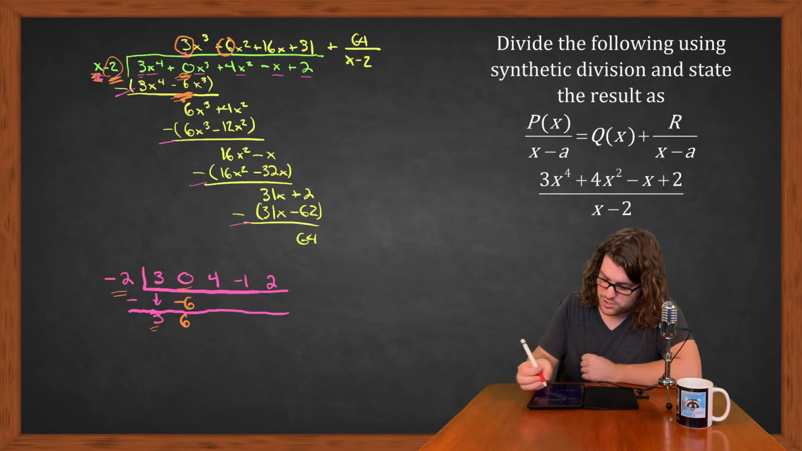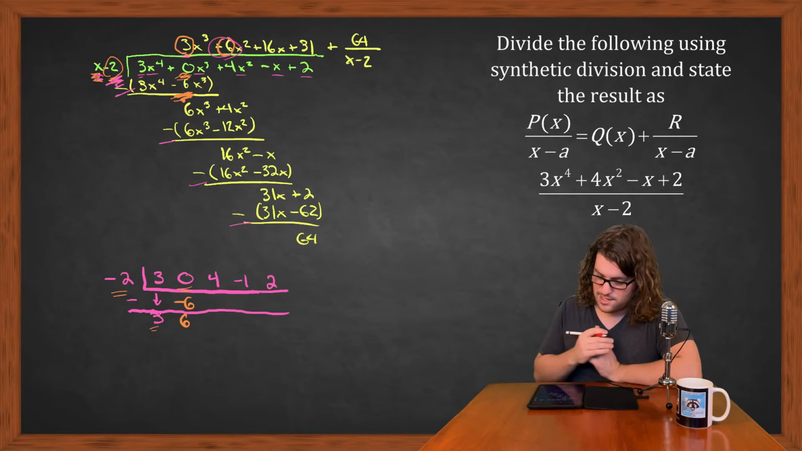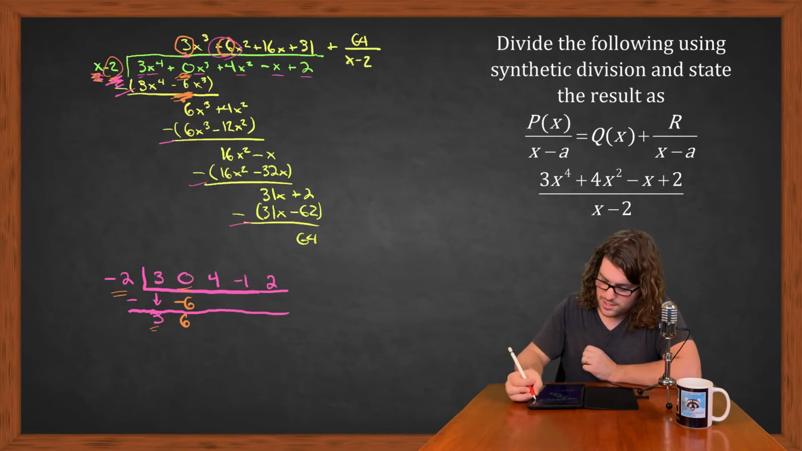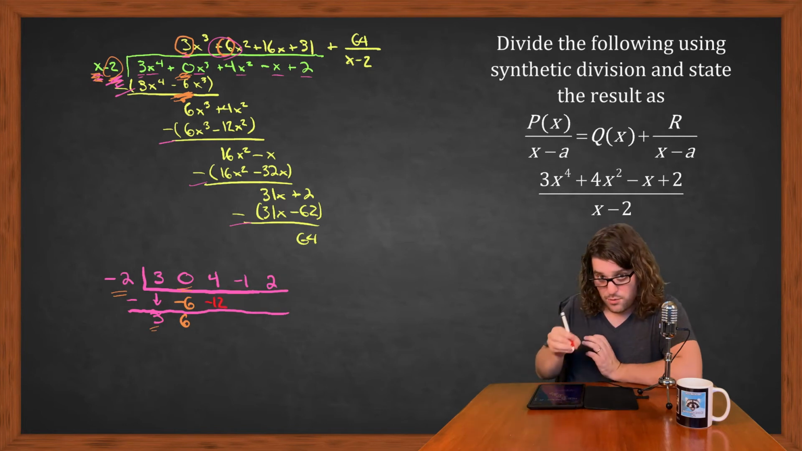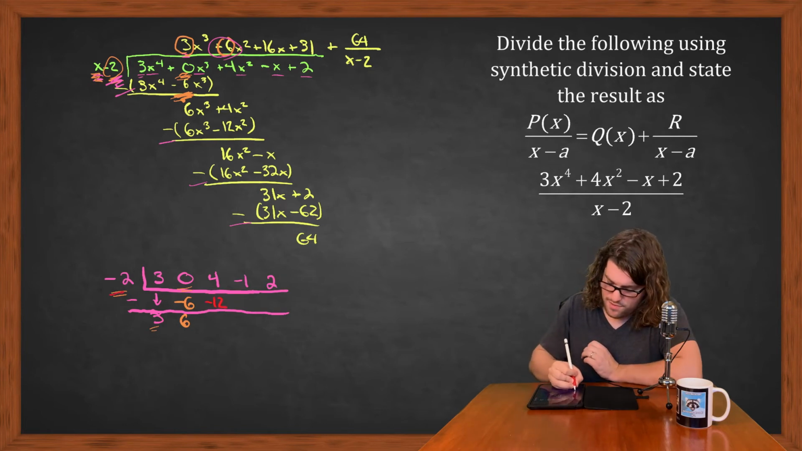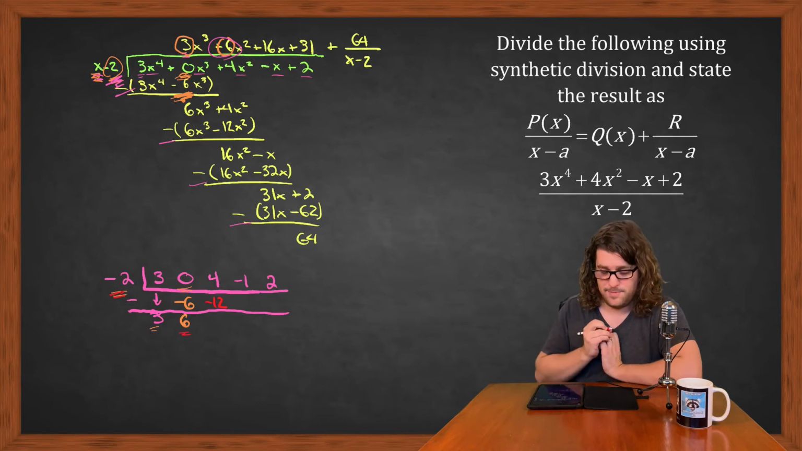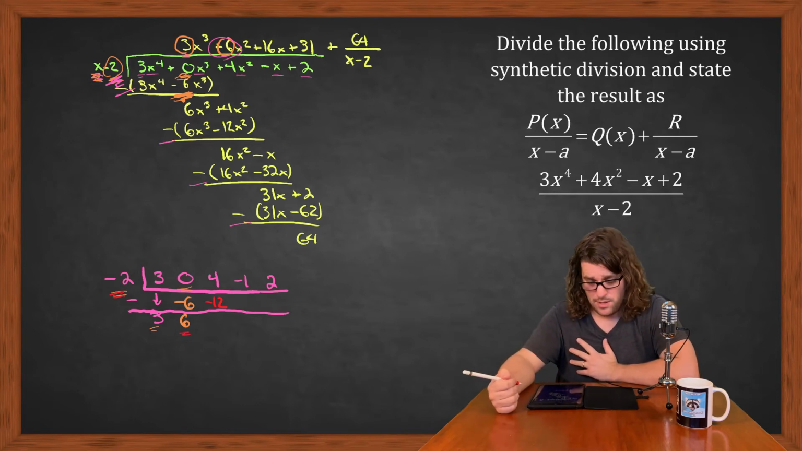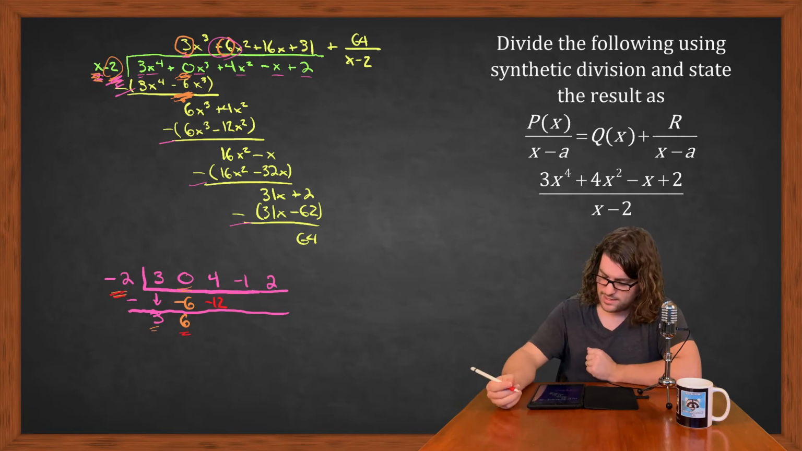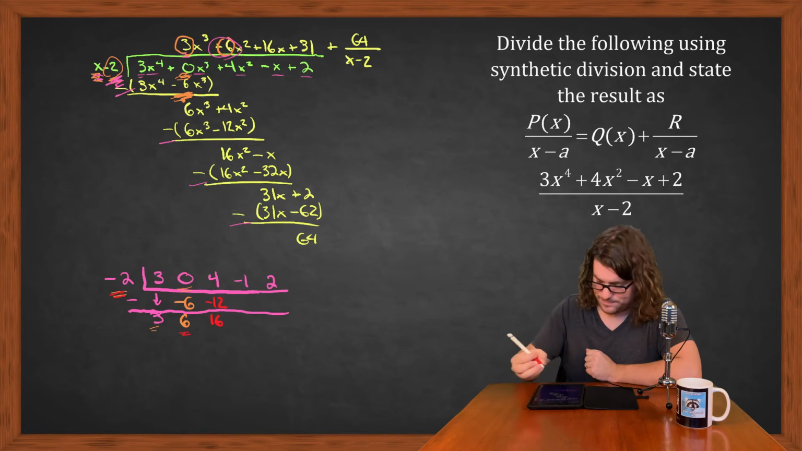Well, I'll probably switch colors again. This -2 up here times this 6, which gives us -12. So I'm going to take that -12 and I'm going to place it right here. And in what's going on in our synthetic, it's made up of this times this. So -2 times +6 gives us -12. Then we're going to subtract again. We get 4 subtracted -12 gives us 16.